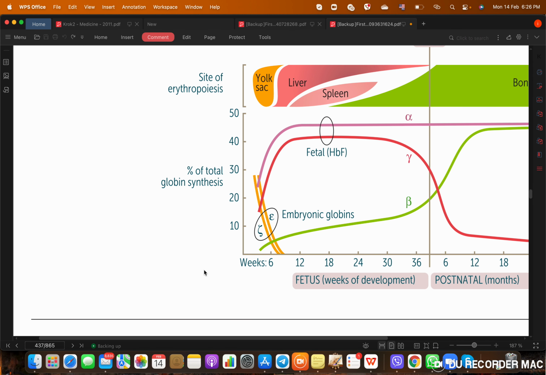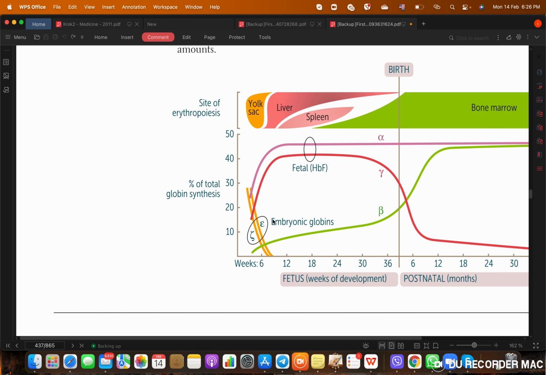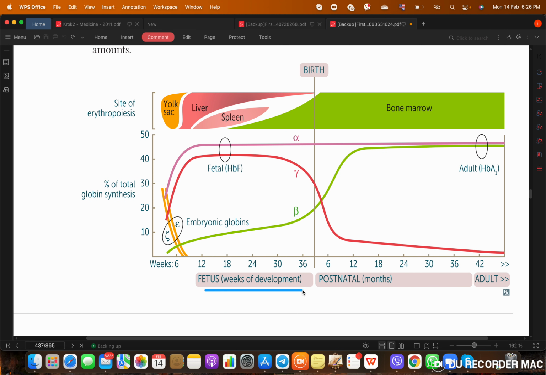Okay. Now we go down and you can see here the yolk sac. Initially, in the first 8 weeks of life, it's producing epsilon and zeta embryonic globin that really quickly disappears. After that, we start the fetal period. During it, the liver starts producing and continues with us until birth, and the spleen only from 10 weeks to 28 weeks and then stops working. After that, we have the bone marrow.